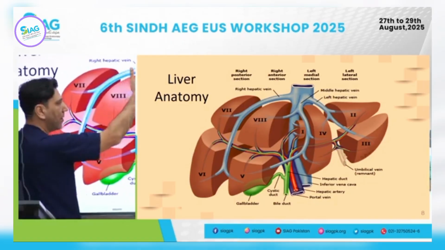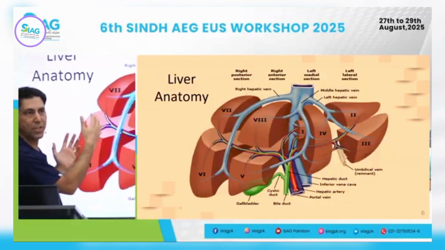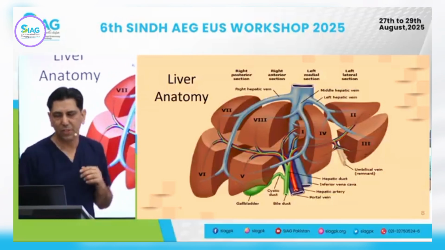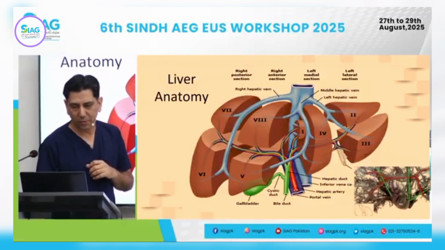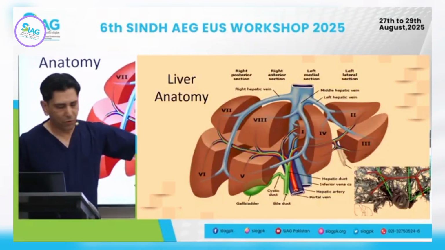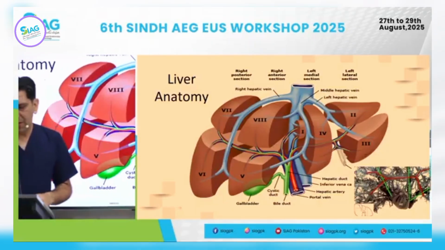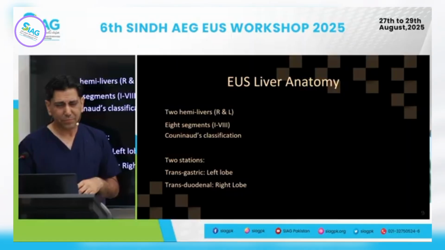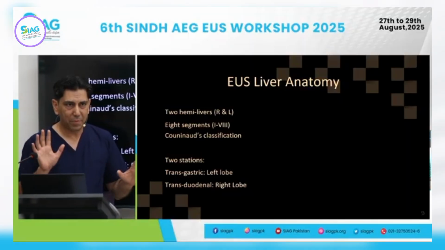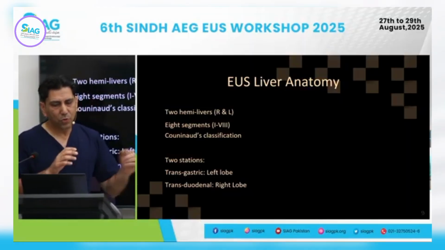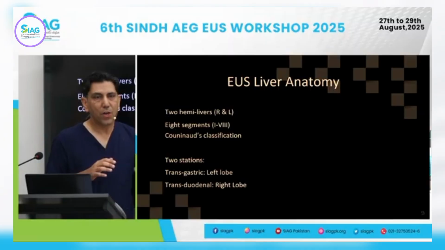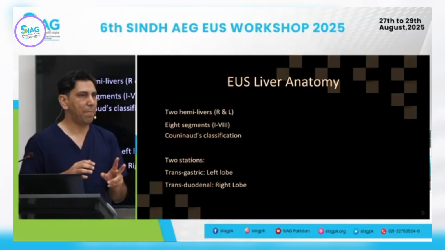So medial, anterior and posterior, medial, lateral. That's the differentiation that you get by looking at these veins. That picture tells you that these veins are perpendicular to each other. So far, okay? Happy with that? So 2 hemilivers, 8 segments, 2 approaches essentially.